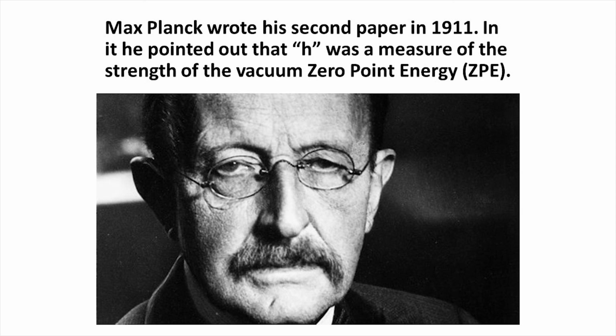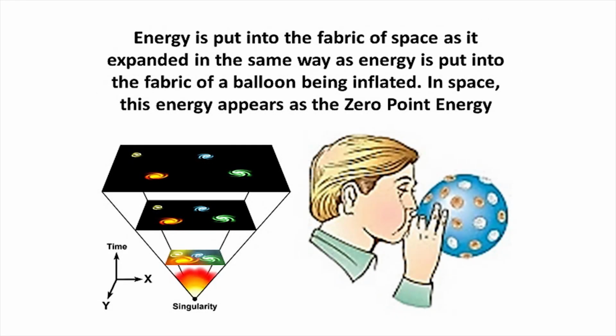There, in that 1911 paper, he pointed out that Planck's constant H was a measure of the strength of the vacuum zero-point energy, the ZPE. The measurements of Planck's constant started in the 1920s and subsequently showed that it was not constant but increasing. Since Planck's constant was increasing, this implied that the ZPE strength was also increasing. The zero-point energy was discussed in the second video in this series. In that session, it was shown to be the result of an expanding universe.